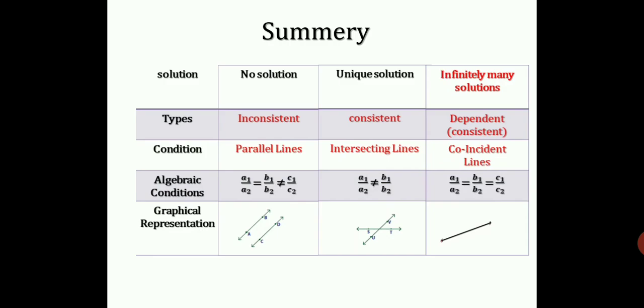Hopefully you all now know the pair of lines and their conditions. Today we studied three conditions. If lines are intersecting, it is a consistent solution, and they have algebraic conditions. If lines are parallel, it is called an inconsistent solution, and they have algebraic conditions also. And the third condition is coincident lines, where two lines lie exactly on each other.